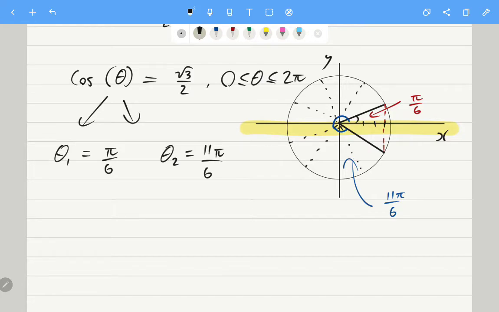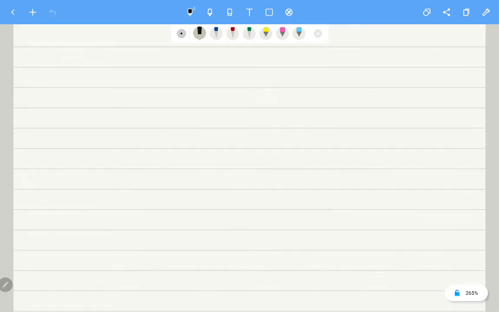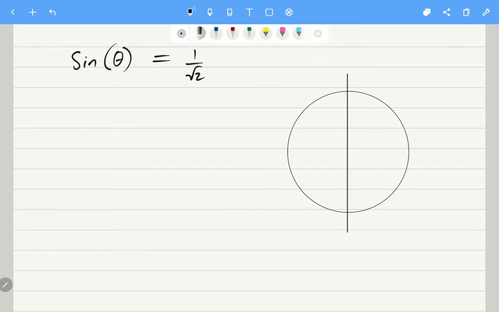I'm going to go through one more example and we'll see how that goes. Alrighty, let's have a look at tan of theta, we won't do tan just yet. Let's do sine first. We'll do sine of theta is equal to 1 on root 2. Unit circle time. So there's my unit circle, and once again, where is 1 on root 2?